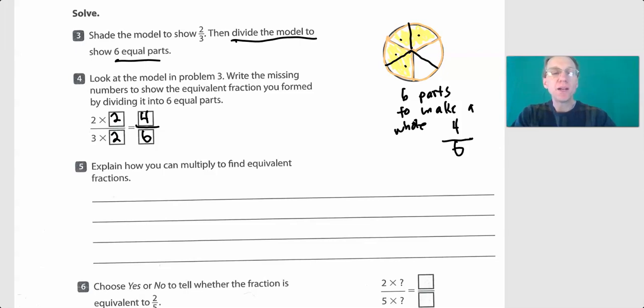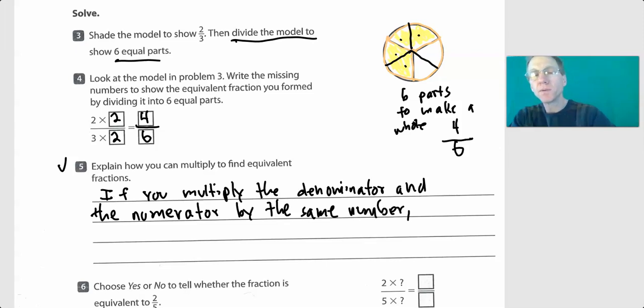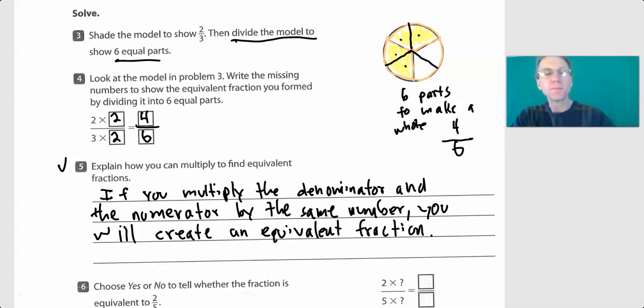Explain how you can multiply to find an equivalent fraction. So you might want to say something like, if you multiply the denominator and the numerator by the same number, you will create an equivalent fraction. Okay, that's all you got to do.